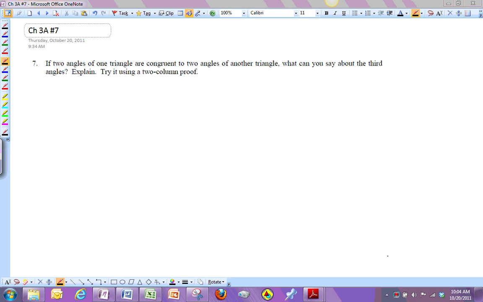So chapter 3A, number 7. If two angles of one triangle are the same as two angles of another triangle, what can you say about the third angles? Okay, so let's draw a couple triangles here.